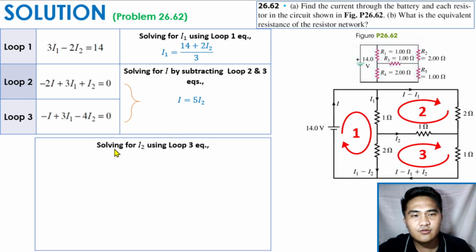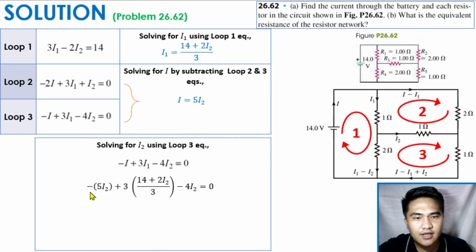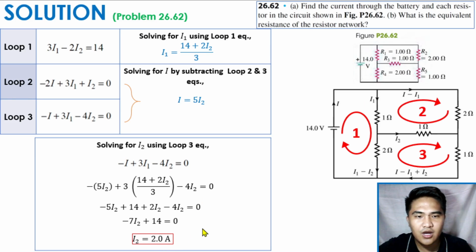Then we can solve for I2 using the loop 3 or loop 2 equation. This time we will use the loop 3 equation, which is this. Substituting the value of I and I1 in this loop 3 equation, we will get negative 5I2 plus 3 times the quantity (14 plus 2I2) over 3, minus 4I2. So we can see that 3 can be cancelled, leaving us with this. Then combining like terms, we will get negative 7I2 plus 14 equals 0. Solving for I2, we have I2 is equal to 2 amperes.